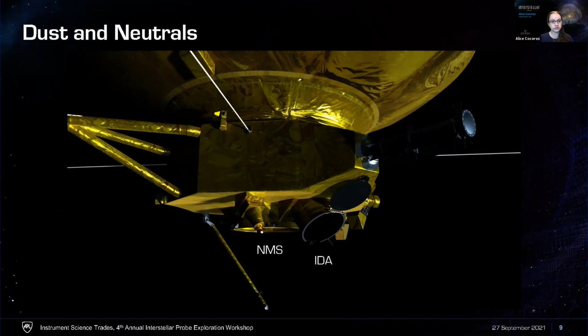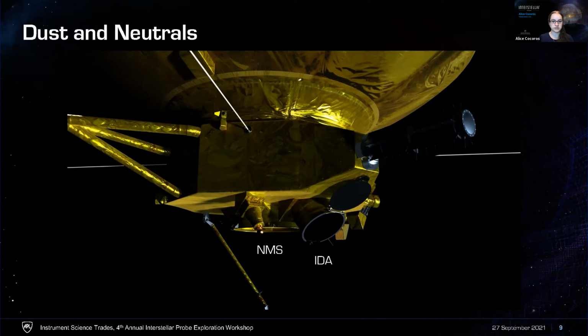This angle was also chosen to avoid field of view obstructions that would cause a glint with other instruments and spacecraft structures, such as the magnetometer boom. So depending on which direction you fly out, how you angled NMS and IDA would change. IDA has a 90-degree field of view and NMS has a 10-degree field of view with an antechamber that increases the acceptance cone to 90 degrees.